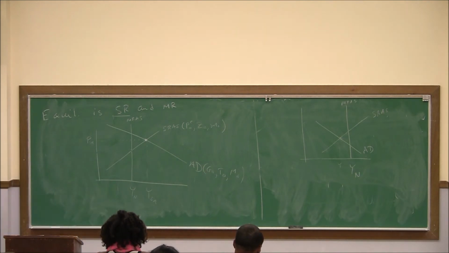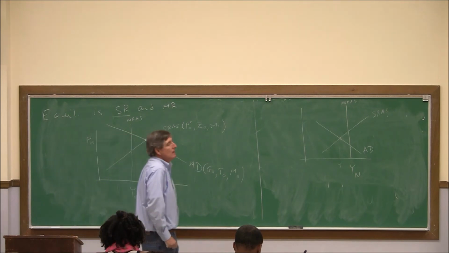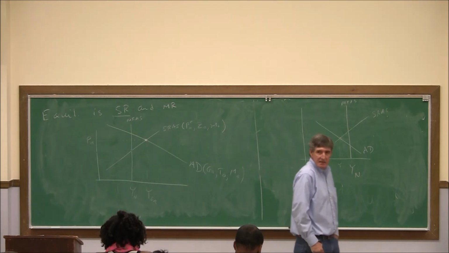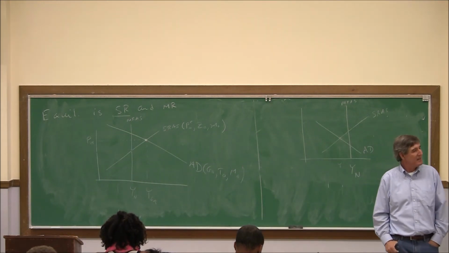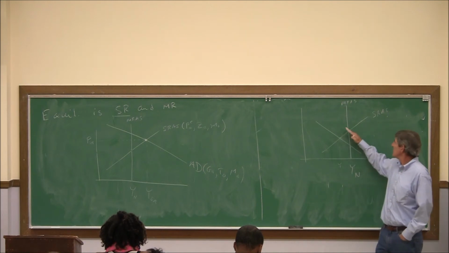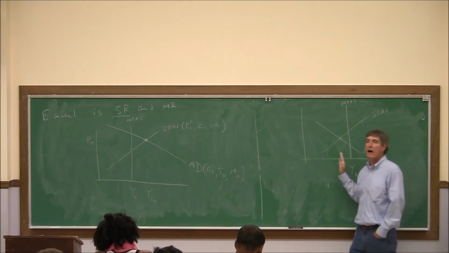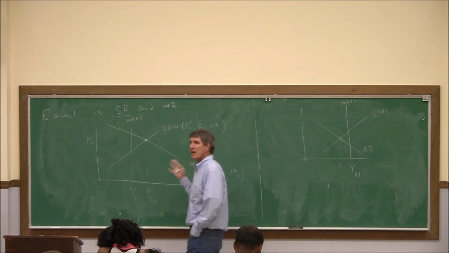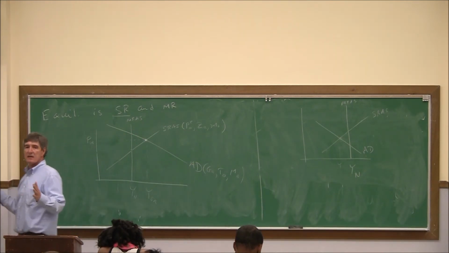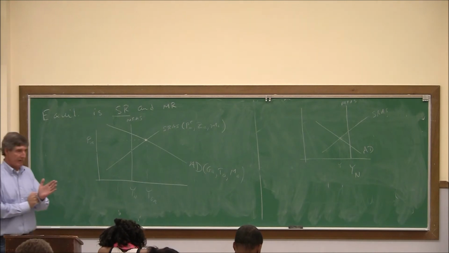So you can get stuck in either situation for a period of time. But in the long run, we think there's some mechanism, something changes that gets us back to the natural rate of output in the long run. So the next thing we need to figure out is, okay, what's the mechanism in each case that causes us to return to the long run equilibrium?